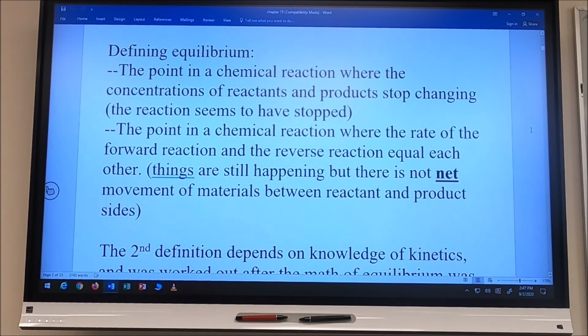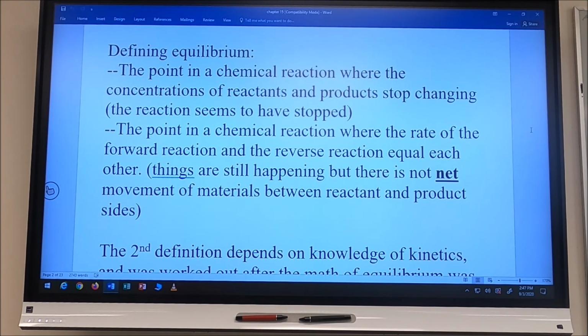There are two ways to define equilibrium. We can say it's the point in a chemical reaction where the concentrations of reactants and products stop changing. That means the reaction seems to have stopped. This is the original definition of equilibrium based on experimental experience. The second definition is that it's the point in a chemical reaction where the rate of the forward reaction and the rate of the reverse reaction equal each other.